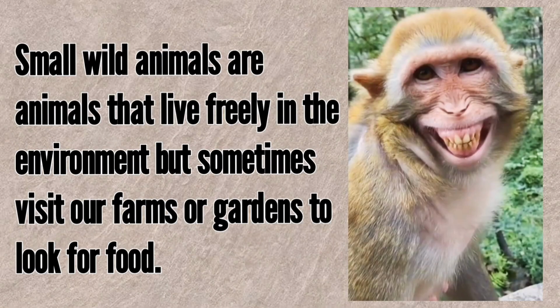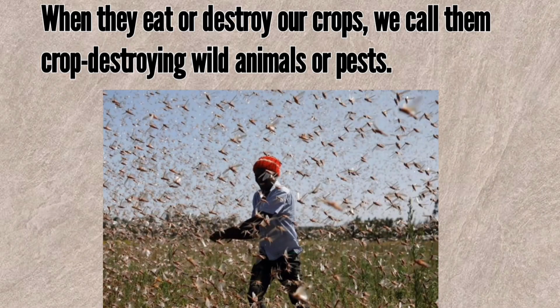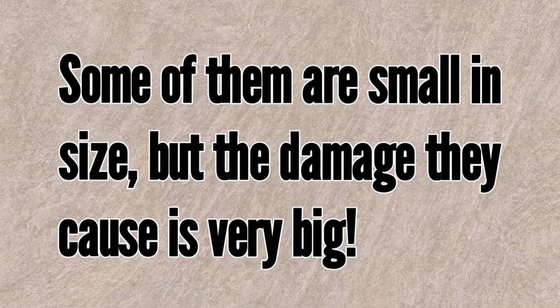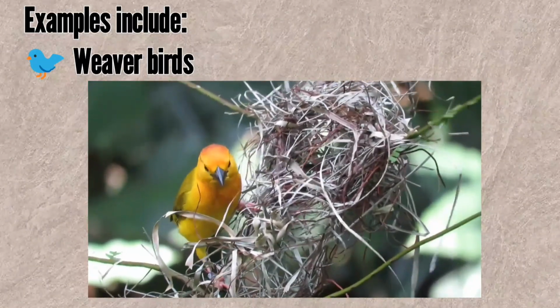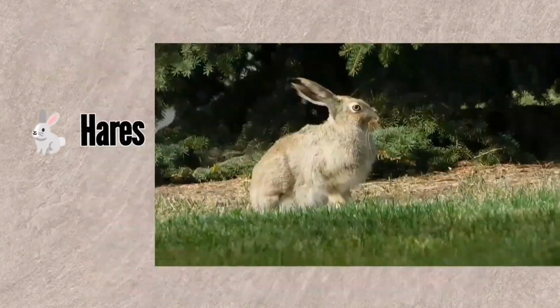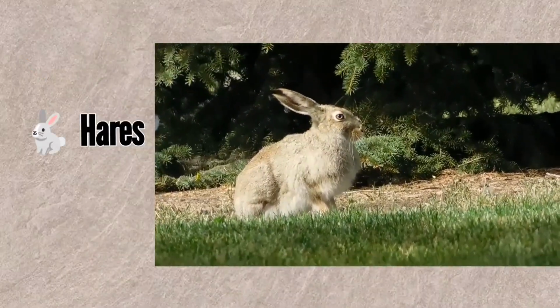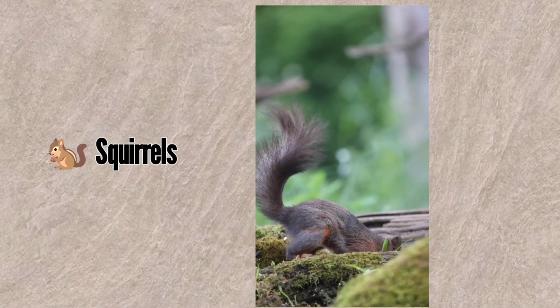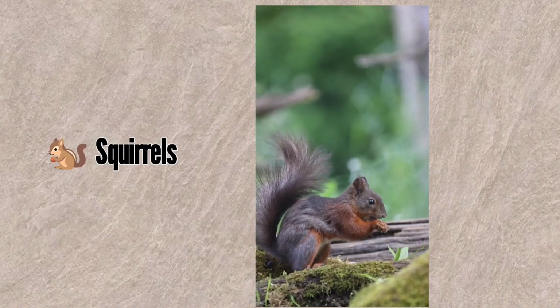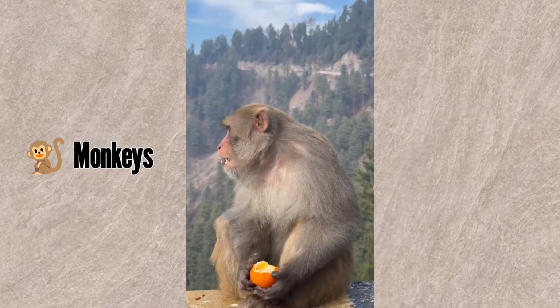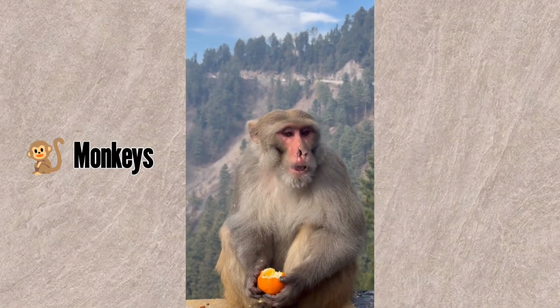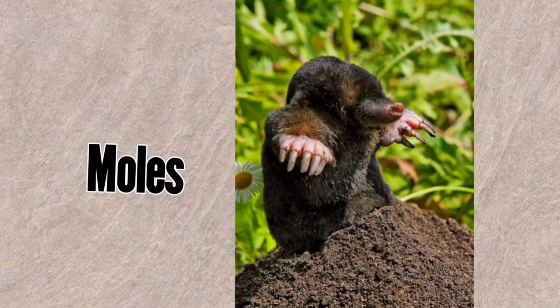Small wild animals are animals that live freely in the environment but sometimes visit our farms and gardens for food. When they eat or destroy our crops, we call them crop-destroying wild animals or pests. Some of them are very small, but the damages they cause are very big. The examples include weaverbirds, hares, squirrels, monkeys, and moles.